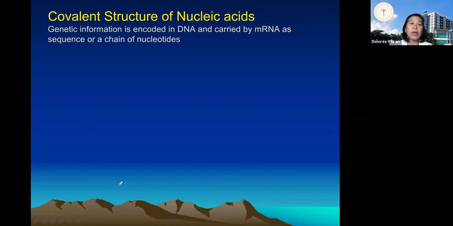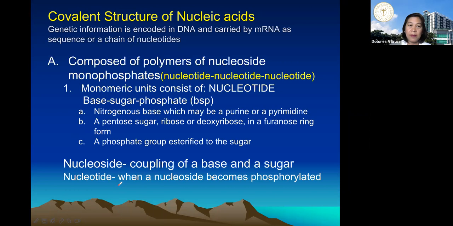Then what about the covalent structure of nucleic acid? Genetic information is encoded in DNA and carried by mRNA as a sequence or a chain of nucleotides. So what is a nucleotide? A nucleotide actually consists of a base, sugar, and a phosphate group.